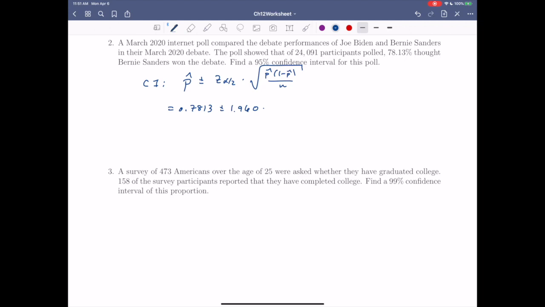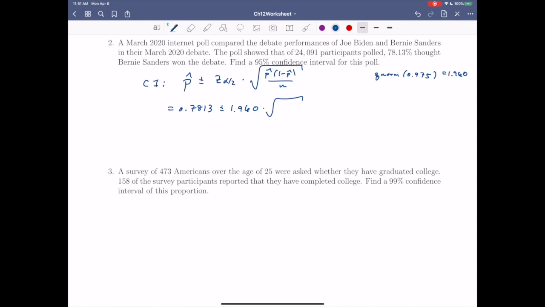If you were to type in R what that critical value is, that's qnorm. Just as a reminder, this 1.960 would be qnorm of 0.975, because you take that 5%, split it in half, that's 2.5%, and so that would give you 1.960, at least to 3 decimal places. Anyway, that's your cutoff value, and then times the square root of p hat times 1 minus p hat all over n.